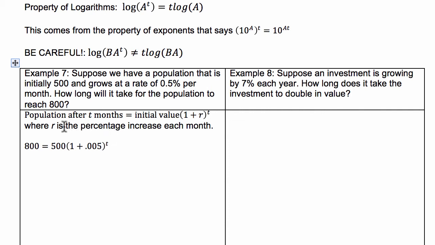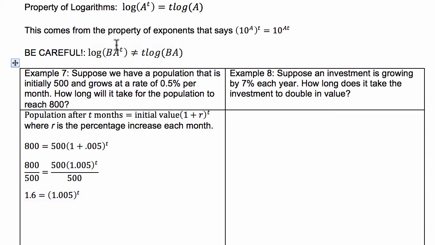We begin by trying to isolate the t. Since 500 is being multiplied by this quantity, let's get rid of 500 by dividing both sides by 500. 800 divided by 500 is 1.6. On the right, 500 simply cancels out, and we're left with 1.005 to the t. Again, we wish to isolate t, but since t is stuck in the exponent, it is unclear how we might continue.